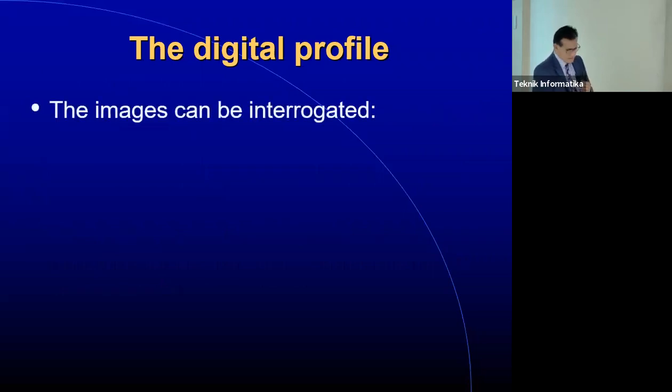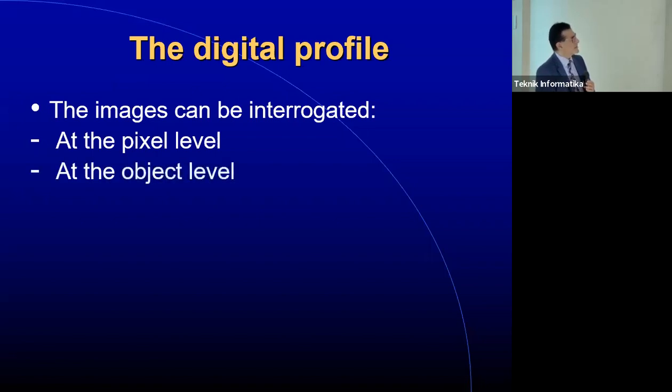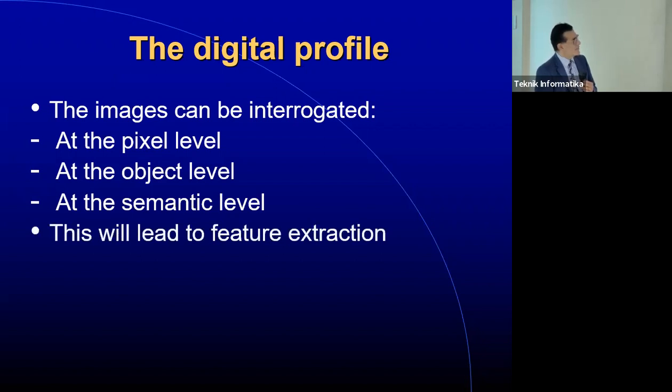Okay, the images can be interrogated in a variety of different ways. So you can interrogate the images at the pixel level. You can interrogate them at the object level, and then you can also look at them at a slightly higher semantic level, where you're looking at more complex data in order to do your analysis. And then you do your analyses in order to extract features on which you make some kind of inference based on what these features contain.